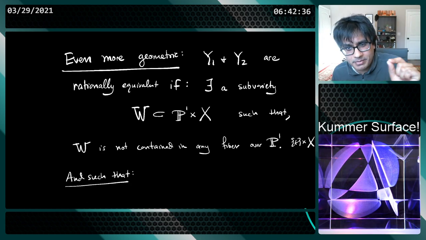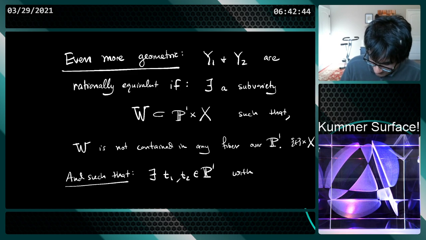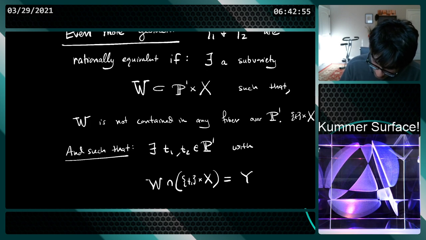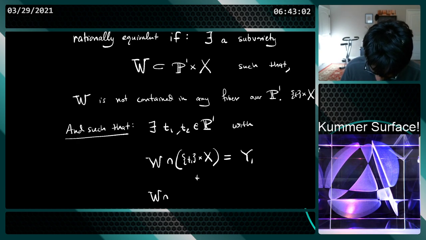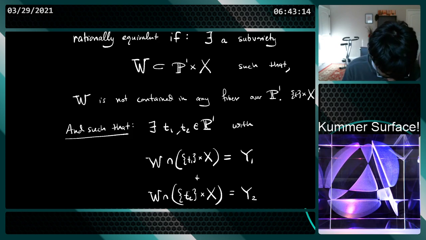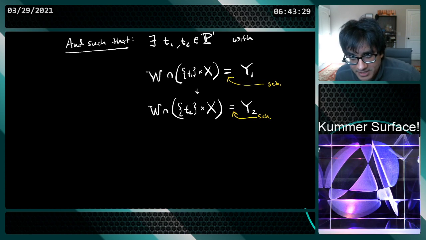there exist two points on P1 with W intersect that fiber is y1, and W intersect the second fiber is also y2. And these equalities are equalities as schemes. Okay, so let me draw a picture that you might see in the book.